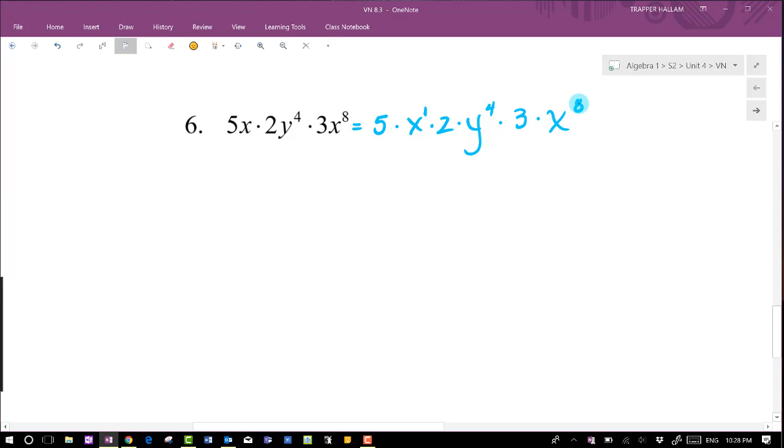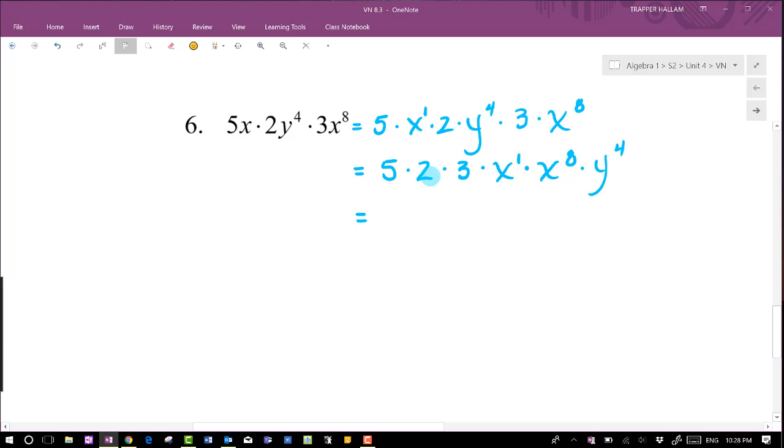Now I'm going to move everything that goes together. So I'm going to put my coefficients in front. So I'm going to take 5 times 2 times 3. And now I'm going to put my like bases together. So I've got x's. I've got an x to the first and an x to the eighth. I'm going to put them next to each other. X to the first times x to the eighth. And then I'm going to multiply that unlike base right on the end. So now I've got everything arranged together. I've accounted for all my parts.